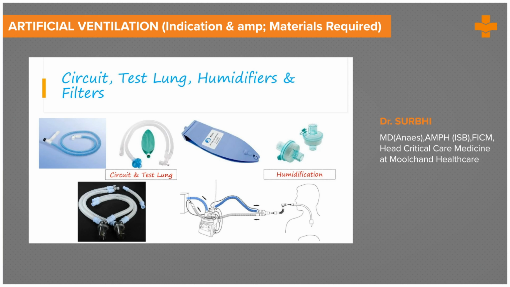Next, you have seen the things required for intubation or for securing the airway. Now you have to think of how you connect this airway to your ventilator. So you have circuits, you have humidifiers, you have a test lung to see whether the ventilator is ventilating properly. So all these are the connections between the ventilator and the patient.